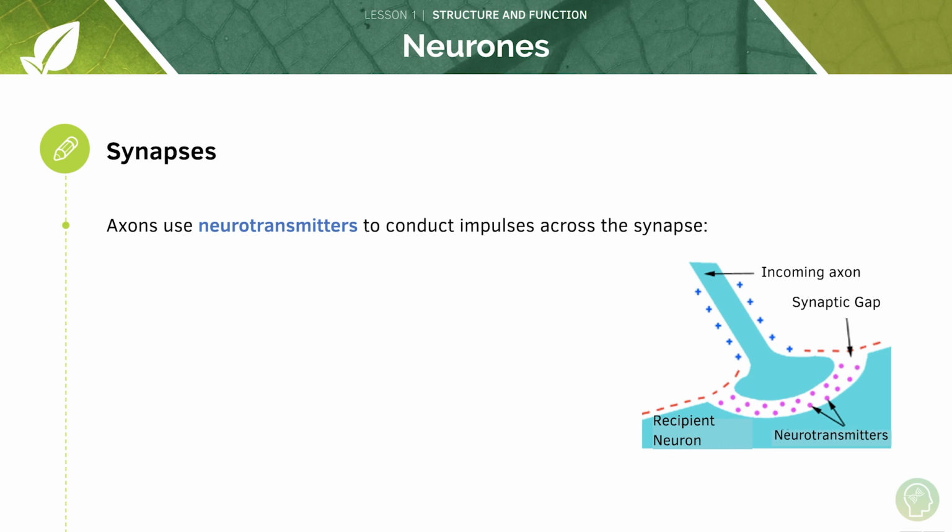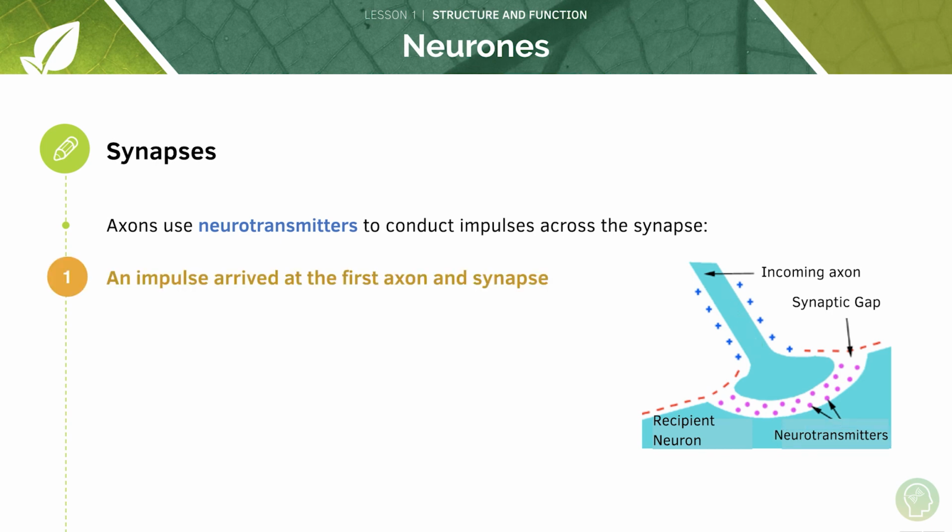Axons use neurotransmitters to conduct impulses across the synapse, because what we have here is our first neuron coming in, and it doesn't make direct contact with the second neuron, but it needs to transmit the electrical impulse that is passing down this first neuron and start the impulse again in this second neuron. But how does it do that? This is where our synapse comes in.